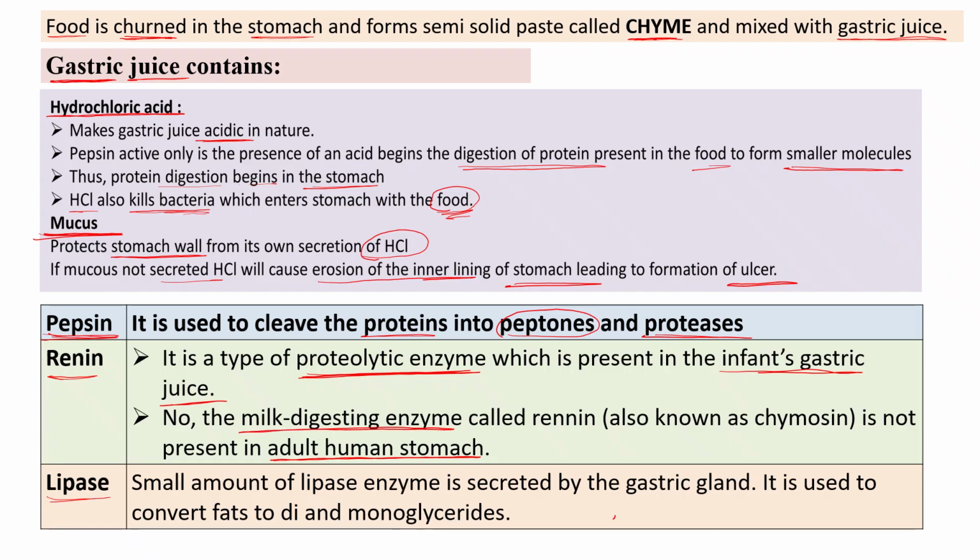Now lipases. A small amount of lipase enzyme is also secreted by the gastric gland, and it is used to convert fats to di and monoglycerides. So this is all about the secretion of gastric juice in the stomach.